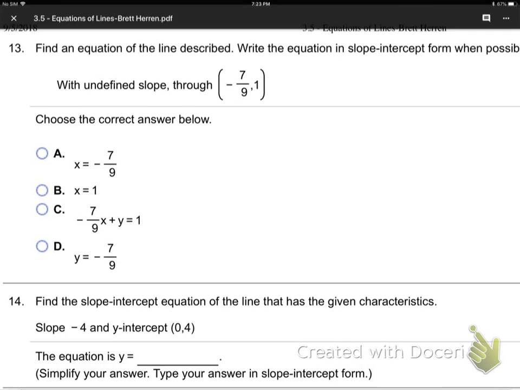Okay. Find an equation. 13 says, find an equation of the line described. So they give me, it's got undefined slope. That's weird, isn't it? What does that mean? They're not telling us? That's nothing there. See right there? They say undefined slope. What does that mean?